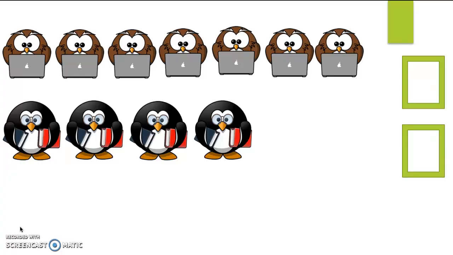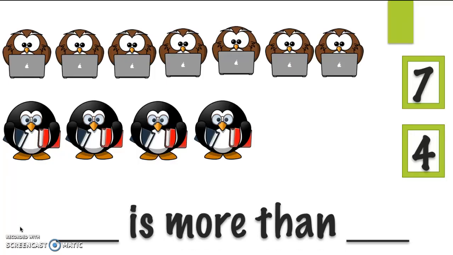Okay, you ready? So, how many owls did you have, friend? Perfect. 7, yeah. 1, 2, 3, 4, 5, 6, 7. Excellent. And how many penguins? Fantastic. 4. That's a little bit easier to count. 1, 2, 3, 4. Excellent. So what would my sentence be, friend? Blank is more than blank. I'm working on that good learning goal here. Yes, 7 is more than 4.